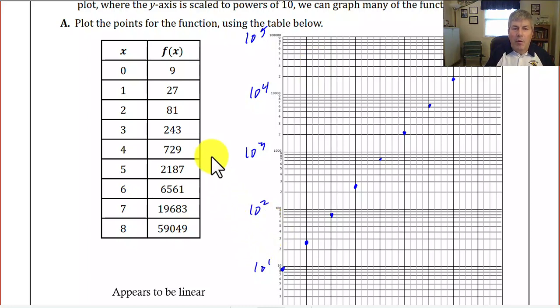So when we plot our points, when x is 0 and y is 9, that's just here, just under 10 to the first. And when x is 1, y is 27, so somewhere between the 2 and the 3. That looks like about 27. And y is 281. That's going to be a little bit more squeezed. We're going to be right at 8 there. So that would be like 10 to the 1.8 kind of thing.